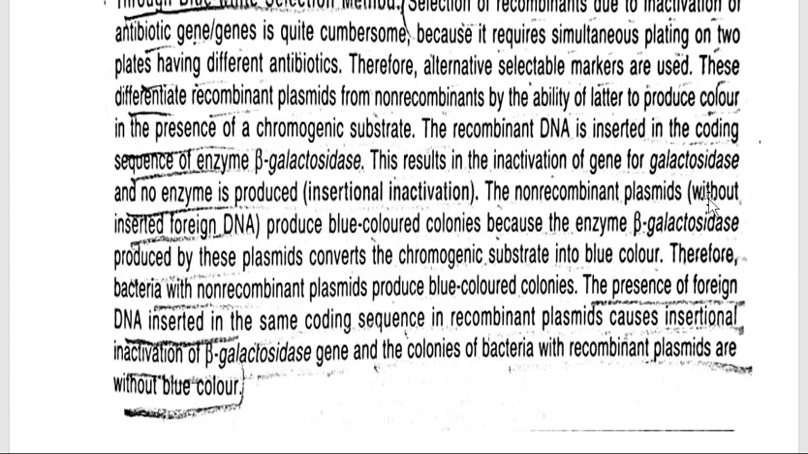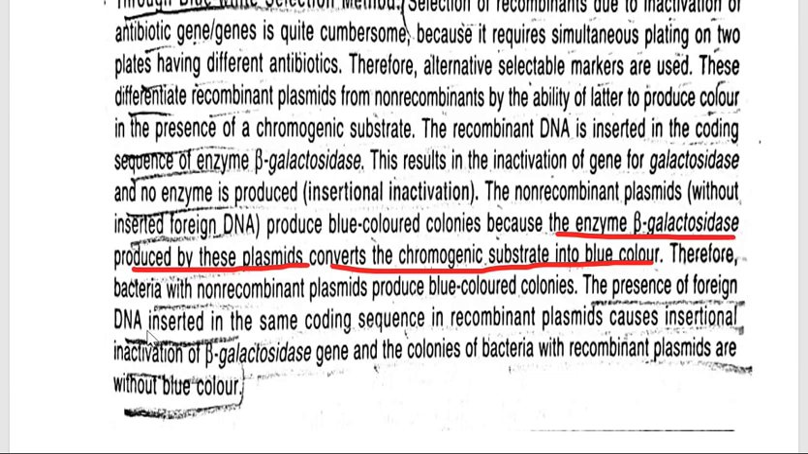The non-recombinant plasmids without inserted foreign DNA produce blue-colored colonies because the enzyme beta-galactosidase produced by these plasmids converts the chromogenic substrate into blue color. Okay, so why did the blue color appear? This is the answer. Therefore, bacteria with non-recombinant plasmids produce blue-colored colonies.